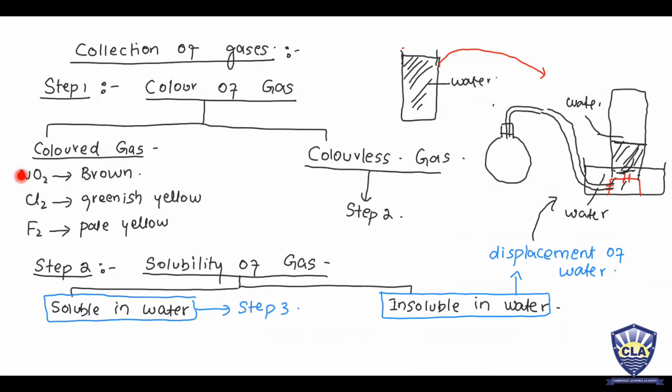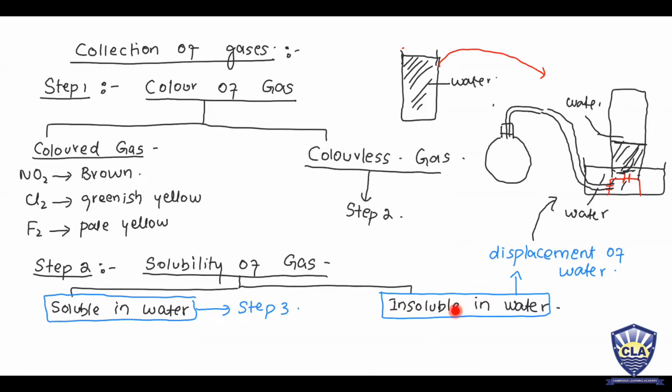The color would become greenish yellow if the gas is chlorine. The color would become pale yellow if the gas is fluorine. But if the gas is colorless, you are unable to see whether the gas is collected or not. Then you have to move to step 2. In step 2, my dear, you have to see the solubility of the gas. Gas may be soluble in water, gas may be insoluble in water.